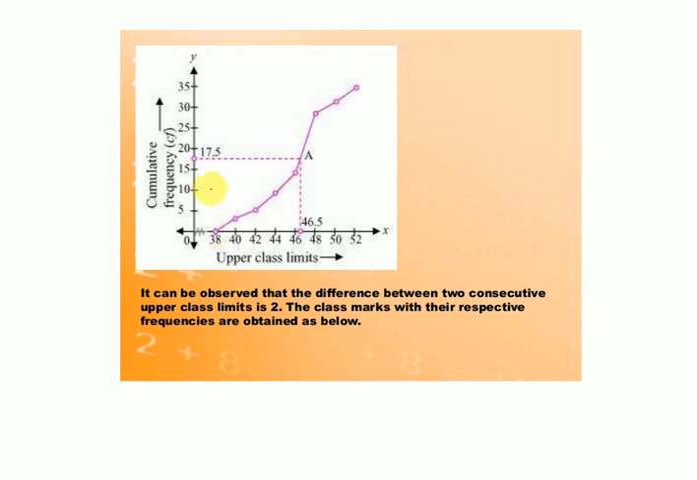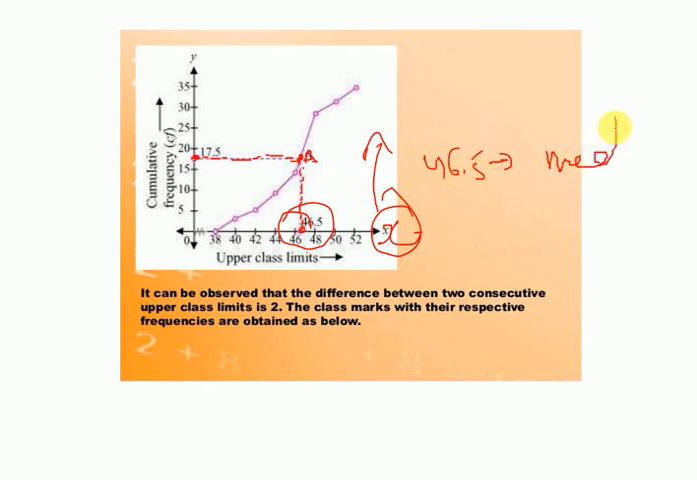Next slide. Now you can see that on the y-axis I have plotted 17.5. When I join it to the graph, it will meet at A. Now with the help of the scale you take it in the downward direction, and wherever it meets the x-axis, this will be your median. It meets at 46.5, so that is your median.